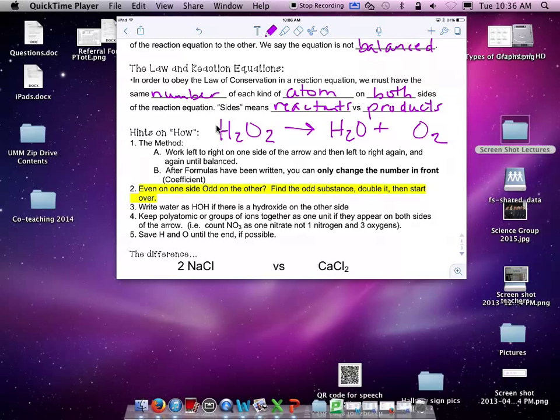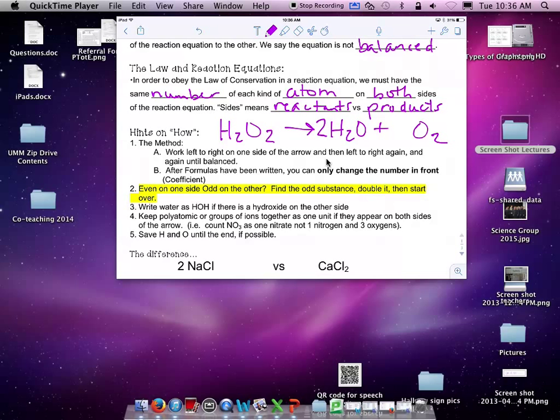For example, we said there were 2 hydrogens, 2 hydrogens, and 2 oxygens, and 1, 2, 3 oxygens over here. So that's your hint that this is an odd number. There's an odd number of oxygens on this side. So find the odd, double it. Double means whatever's there times 2. So I'm going to put a 2 in front of here.